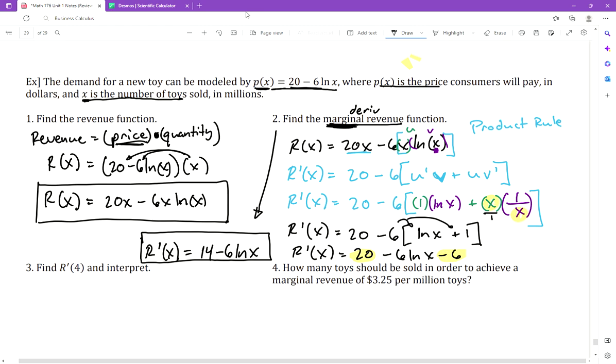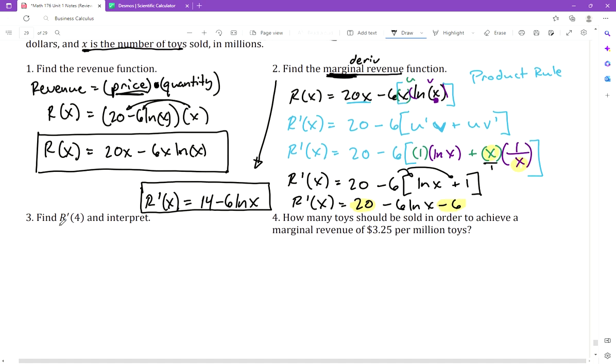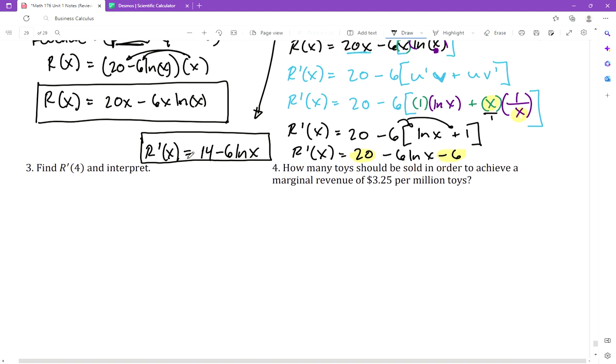So remember, marginal is just making sure you get a derivative. Now we're going to plug something in. So this says find r prime of 4 and interpret. Okay, so r prime of 4, let's plug it in. Okay, so I see it right above. It's 14 minus 6 ln of 4. And then here we'll need a calculator. So r prime of 4 is equal to, okay, so I have Desmos ready.